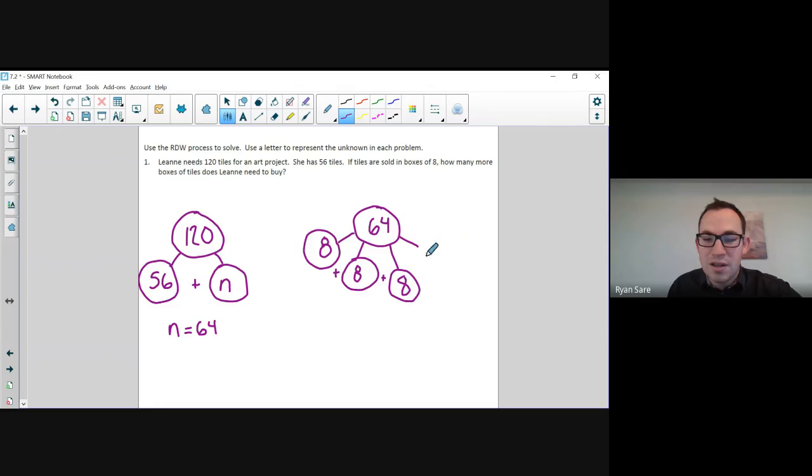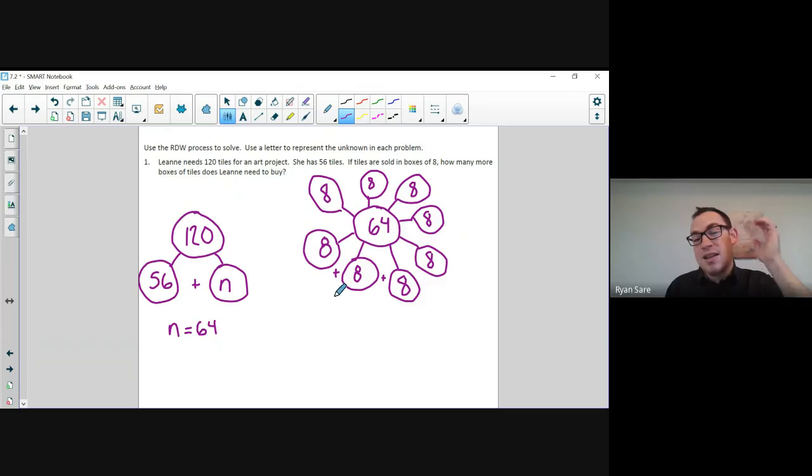24. 32. 40. 48. 56. 64. All right. So I now have groups of 8 that equal 64. How many groups do I have? 1, 2, 3, 4, 5, 6, 7, 8 of them. And so the number of boxes that I need is going to be equal to 8.